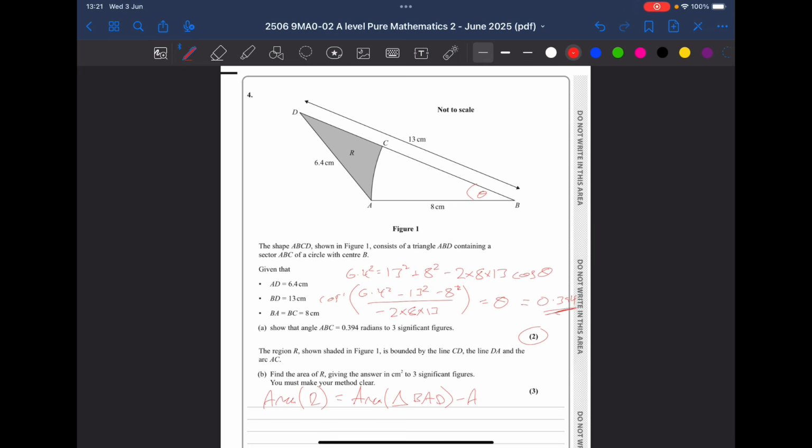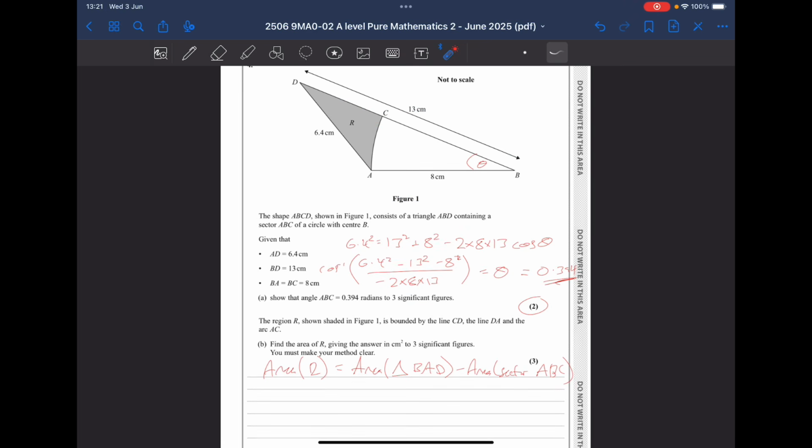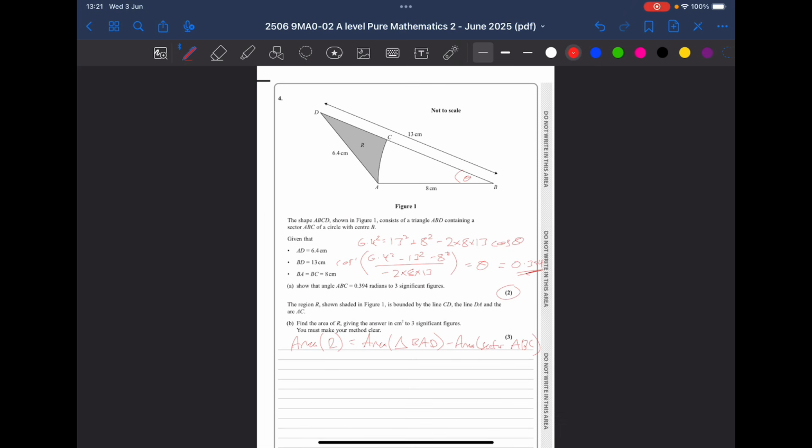Take away the area of the sector, which is ABC. I don't know if it matters if you write ABC, CBA, or ACB. I don't think it makes a difference, not for A level. So the area of that triangle, we're going to have half AB sine C. So half of 8 times 13 times sine of theta.